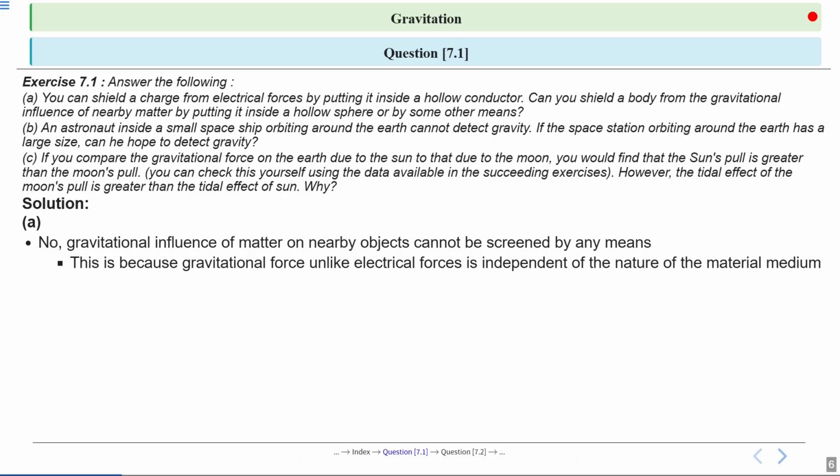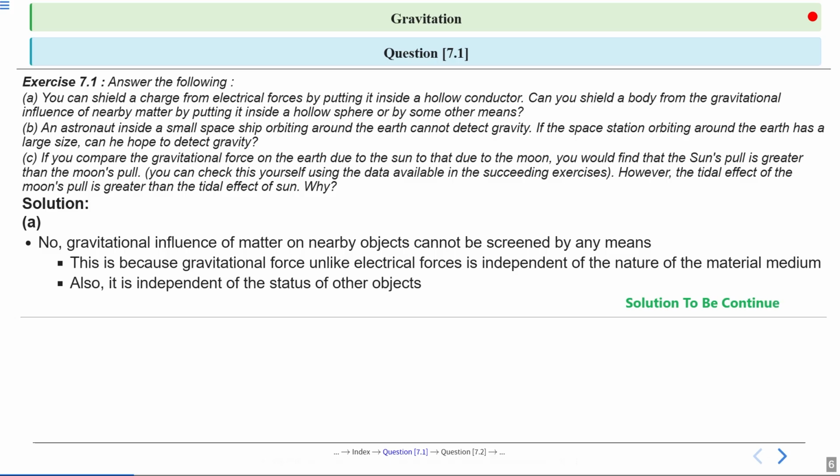This means that no matter what material you use, it won't affect the gravitational pull. This is different from electrical forces, which can be influenced by the medium. Also, it is independent of the status of the other objects. This means that the presence or absence of other objects does not change the gravitational influence. It's a constant force that acts regardless of external conditions.